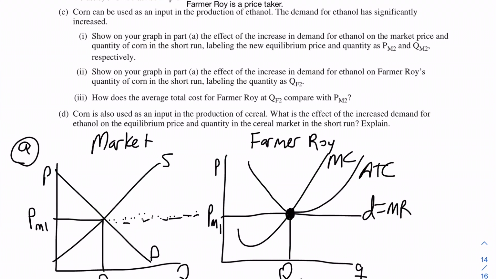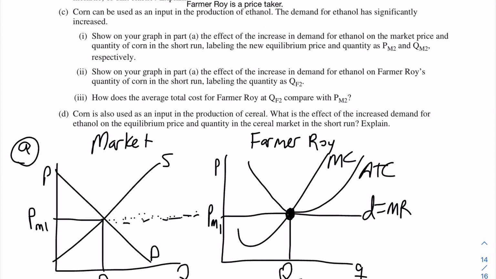Now, part C. Corn can be used as an input for the production of ethanol. The demand for ethanol has significantly increased. So corn can be used in ethanol. If you use more ethanol, do you demand more corn? Yes. Because you want more ethanol, you need more corn. So the demand for corn will be increasing.